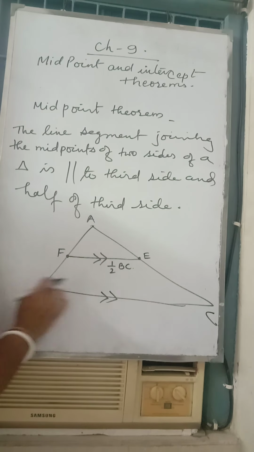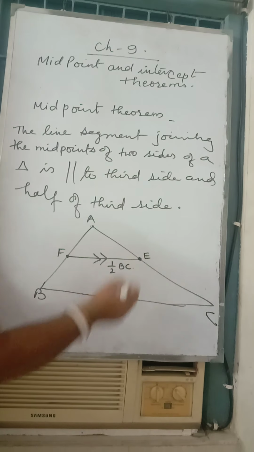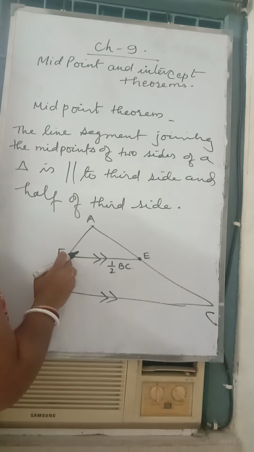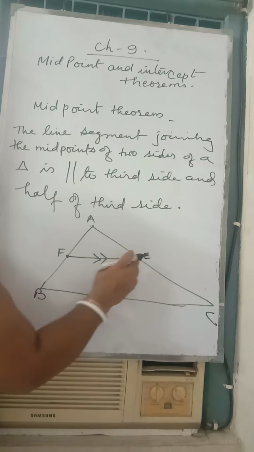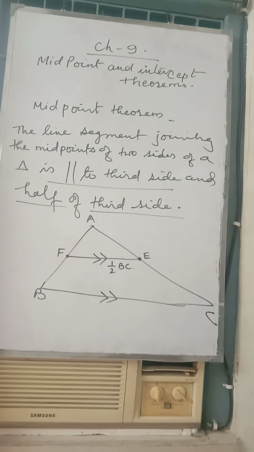Again I am saying, ABC is a triangle, F is a midpoint of AB and E is a midpoint of AC. So the line joining FE will be parallel to BC. Here it is written parallel to third side, and the length of this FE will be half of BC, as it is written half of third side. Okay, a line joining the midpoints of two sides is parallel to third side and the length of this line is half of third side. This is the midpoint theorem.